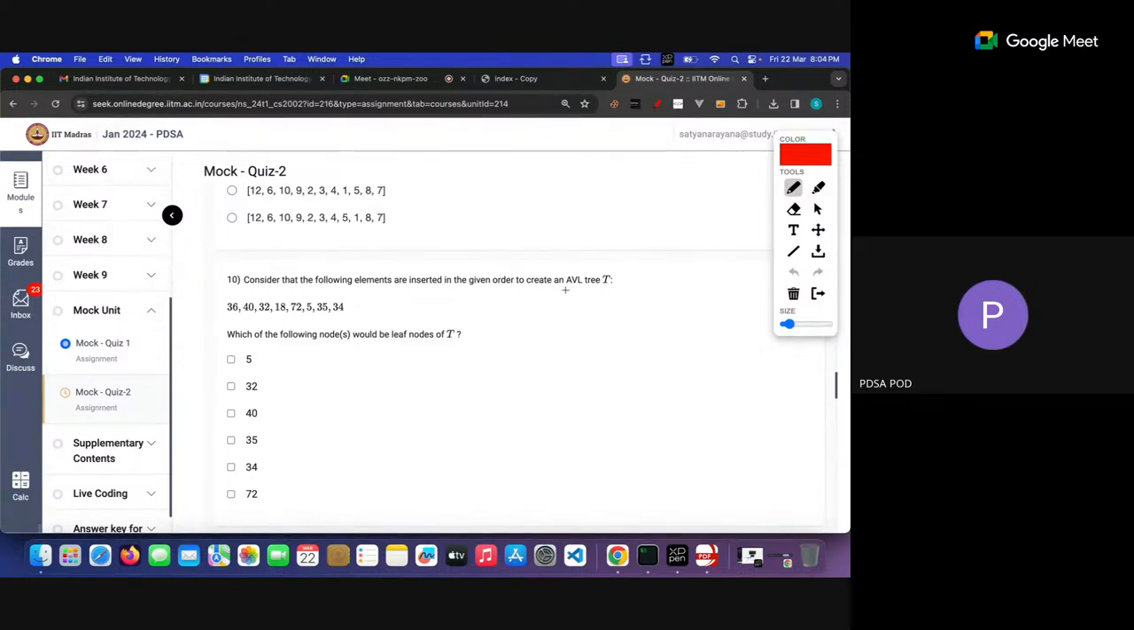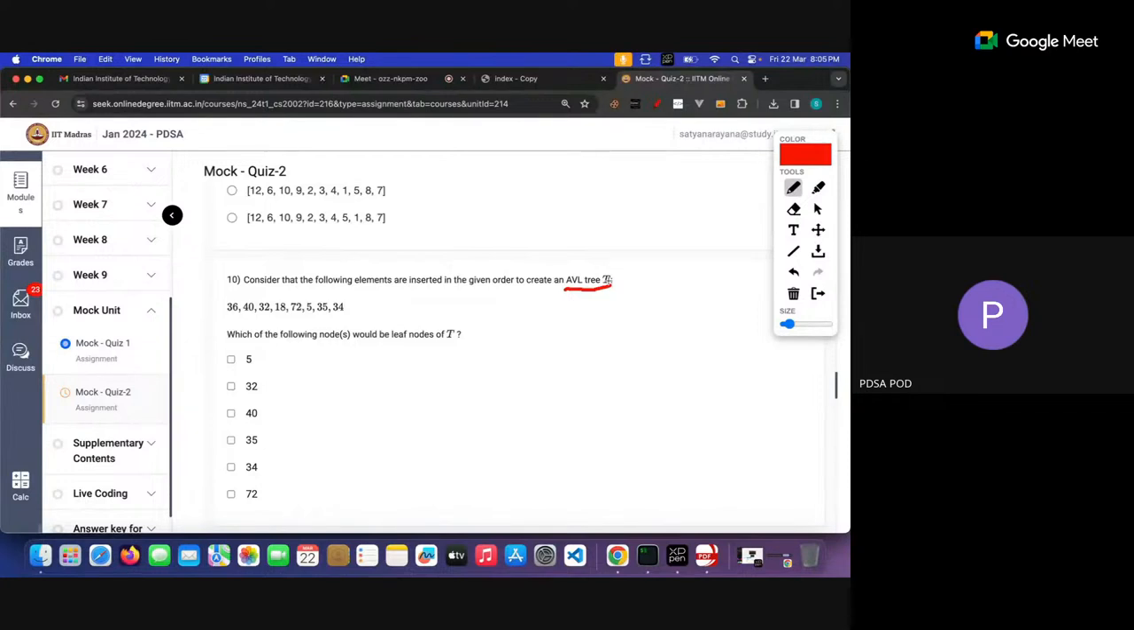I hope you remember that an AVL tree is a balanced binary tree. Basically, the balancing factor of every node is going to be 0, 1, or of course minus 1. We take the absolute value, so 1 or below 1, that means 0 or 1. It is not more than 1.